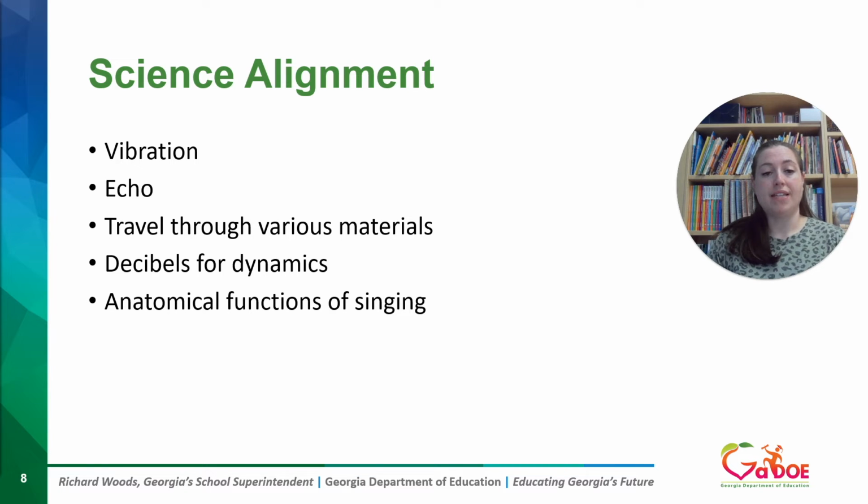Another way that you can bring in science is the anatomical functions of singing. So I do this with my chorus. We talk about the diaphragm, the lungs, the vocal cords, and the sound box in our mouth and how to create that space for more acoustical vibration and space. We talk about how our posture affects our breathing. There's a lot of anatomical connections with singing.